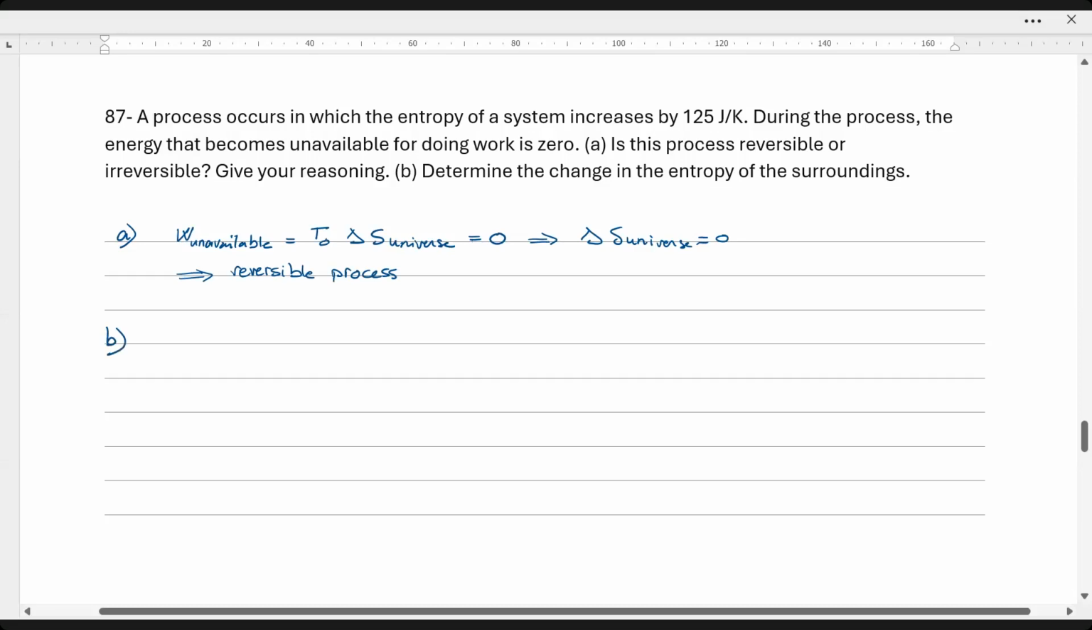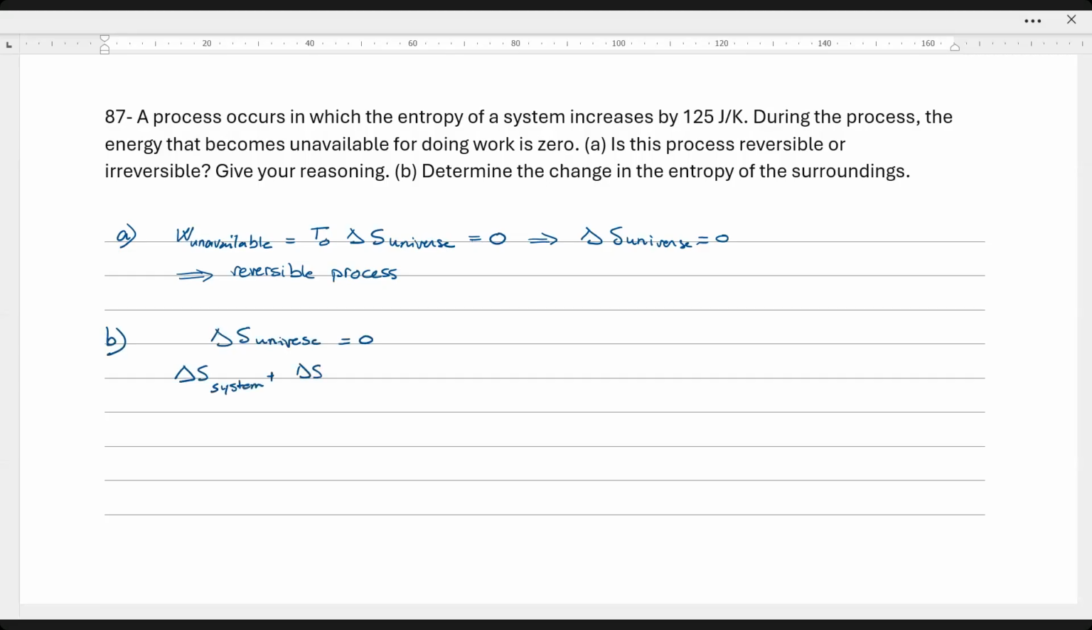In part B, we want to find the change in entropy of the surroundings. I will use our formula that delta S of the universe is zero, and then I will write this as delta S of the system plus delta S of the surroundings. This is equal to zero, so delta S of the surroundings can be written as minus delta S of the system. Now, we are told that delta S of the system is 125, so this is just minus 125 joules per Kelvin.